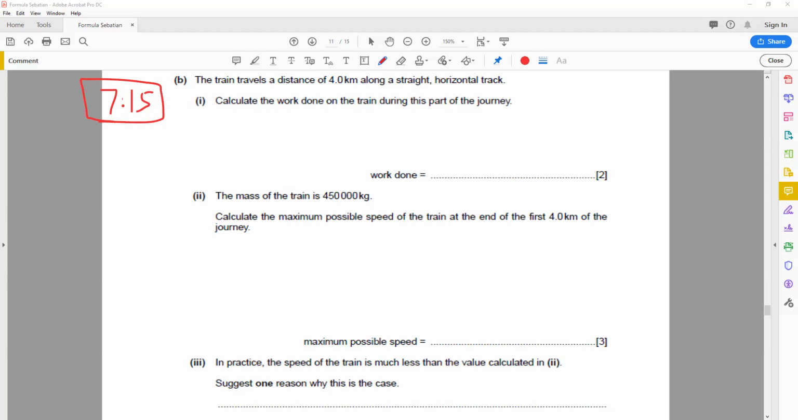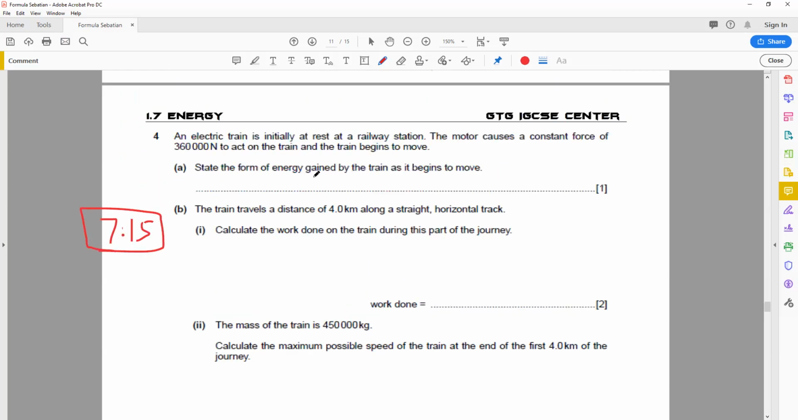Okay, guys, let's finish up the discussion for the last one here. State the form of energy the train gains as it begins to move. Keyword here, move, right? Then obviously it must be kinetic energy, because it's moving. Then here they ask you to find the work done. Work done's formula is force times distance, right? So how much is the force? This is obviously the force.